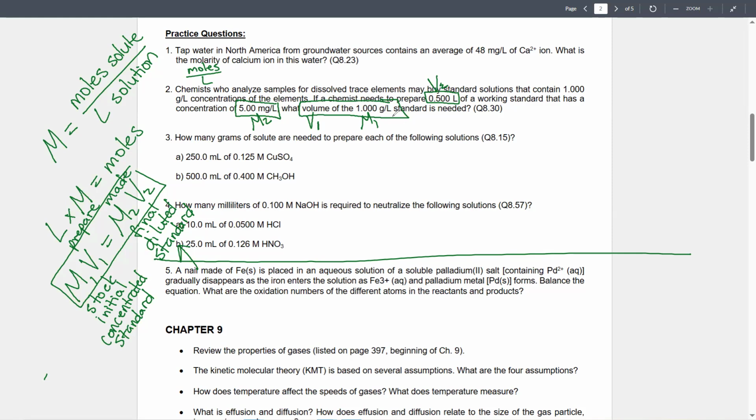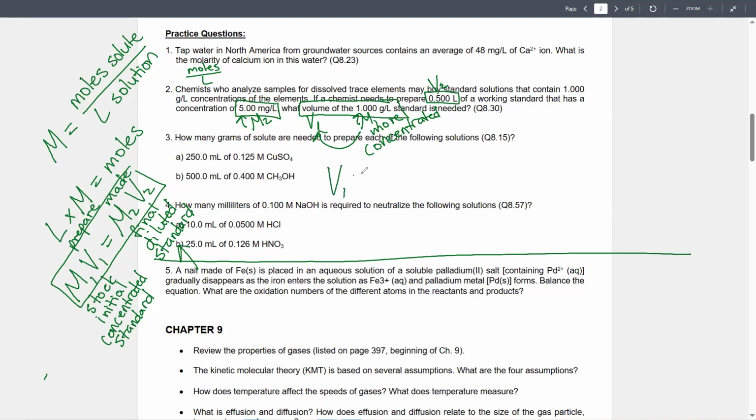Now let me show you a concept check that can help you make sure you've identified your players properly. M2 is going to be a lower value than M1 because it's diluted. So it's going to be a less concentrated situation. So M2 is 5.0 milligram per liter and M1 is 1.0 gram per liter. So this is more concentrated, right? So we know we properly found our M1. And we want to know what volume of M1, so we're definitely finding V1.